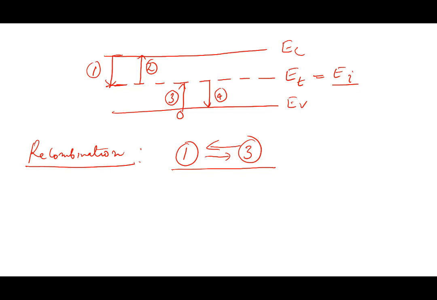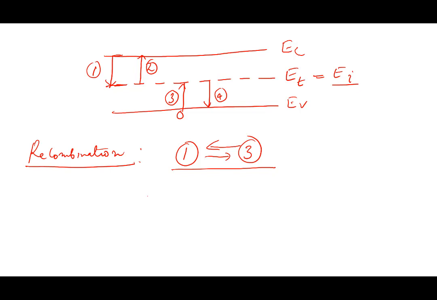What will cause a generation? 2 and 4 will cause generation. You end up generating an electron and a hole. So these defect levels contribute both to generation and to recombination. What if the following thing happens? As I said, if 1 is followed by 3, or if 3 is followed by 1, we have a recombination event. The electrons and holes disappear.